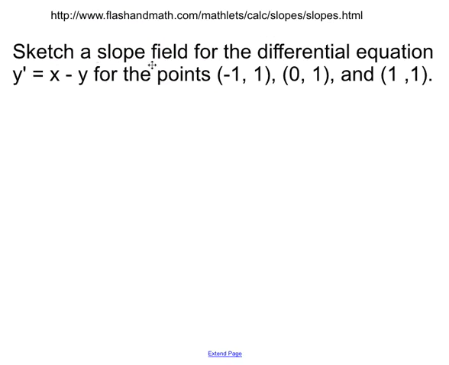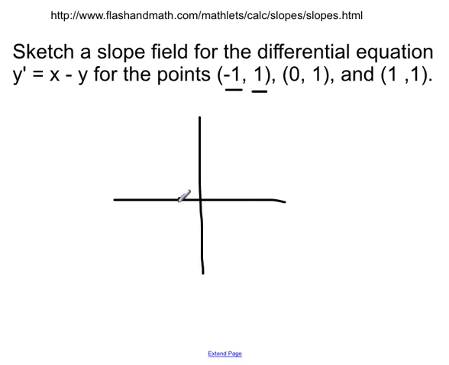So I wrote: sketch a slope field for the differential equation y prime equals x minus y for those points. So really, all we want to do is make a little coordinate plane there, and look at what the slope is doing at these exact points. Again, this is our differential equation, y prime, which is another way to say the equation for the slope, right? Let's plug in -1 for x and 1 for y. And that's going to tell us what the slope is at this point.